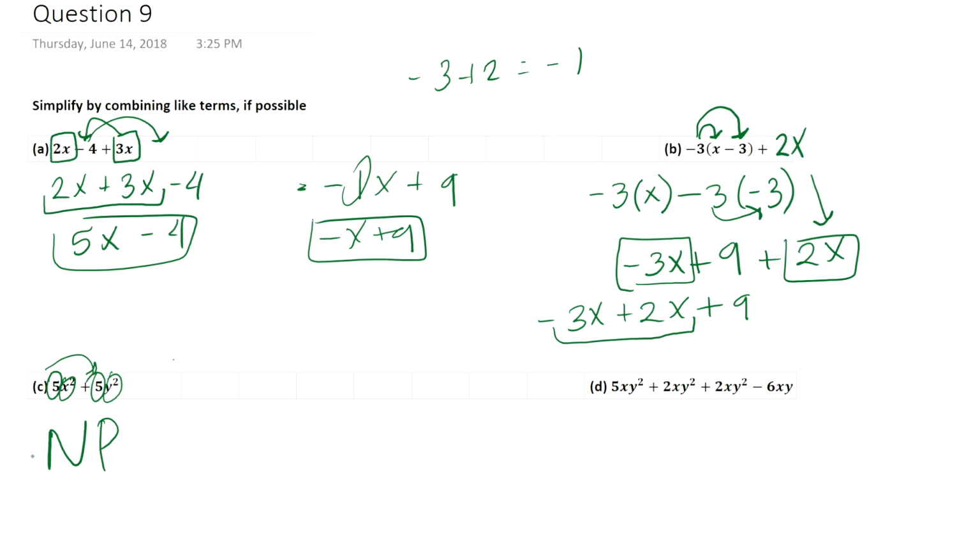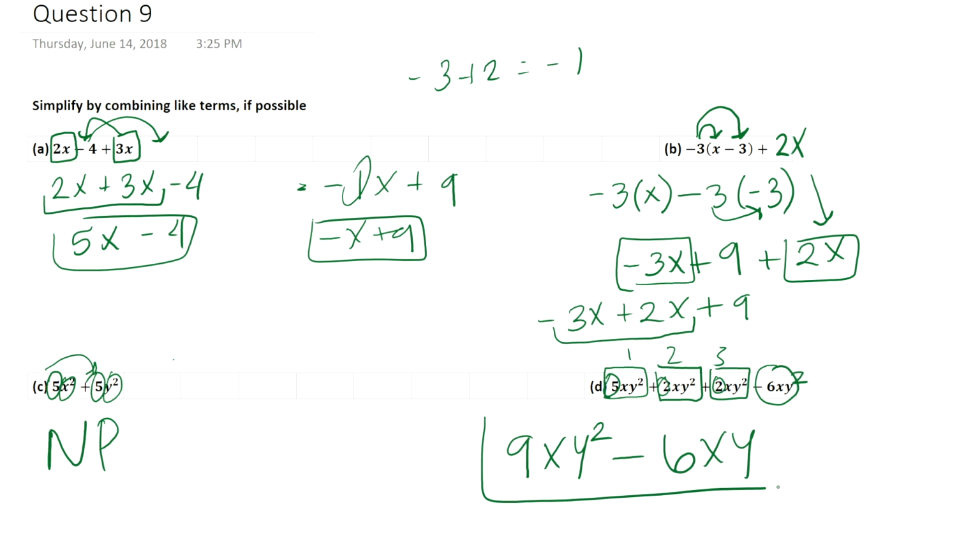So for the last one, D, we see that there are three like terms. We have 5xy squared, 2xy squared, and 2xy squared. So because of this, these are three like terms, 1, 2, 3. So now we can just add the numbers in front of them. So 5 plus 2 plus 2 will give us 9. So 9xy squared minus, and this is not a like term because the y is not raised to the second power. So this is just 6xy. This remains the same, and this is our answer for this question.